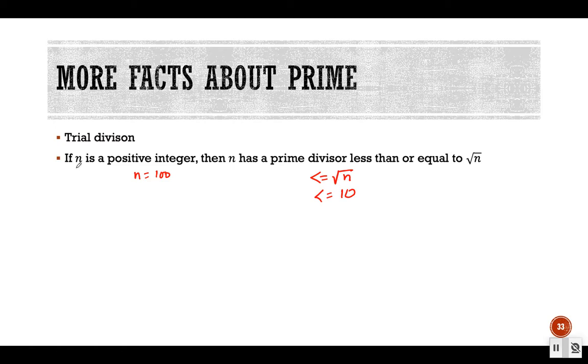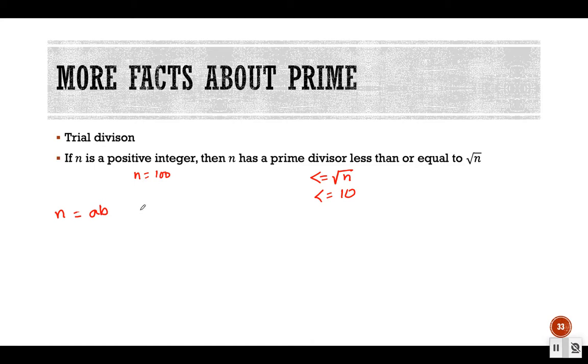We are saying that if n is a positive integer, n will have a prime divisor, and that prime divisor will be less than or equal to the square root of n. Let's say n is not a prime number. So obviously, we can represent n as a product of, let's say, a and b.